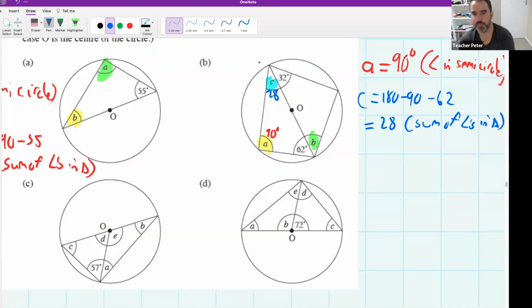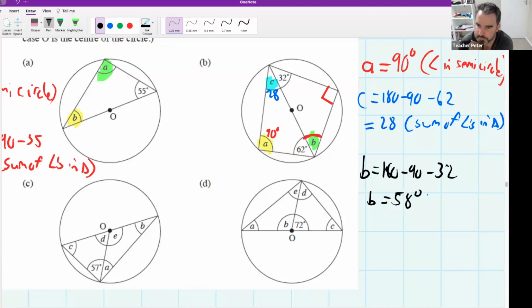And then what about B? What would that be? Well, this is also going to have to be 90, isn't it? So then B would just be 180 minus 90 minus 32. And so B would be 58. And that would just be sum of angles in a triangle.